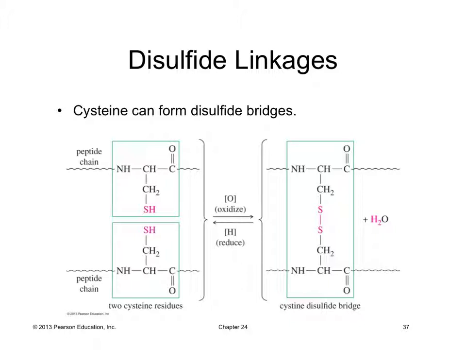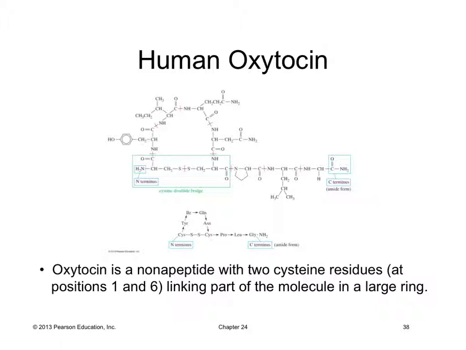Cysteines in the polypeptide chain can also form disulfide bridges. If you have two cysteines, they can be oxidized to form this disulfide bond, or you can reduce that disulfide bond back to the two cysteines. Human oxytocin is a nonapeptide, or 9-mer, which has two cysteines, and it forms an intramolecular disulfide bond, that means within the same polypeptide. It links amino acid 1 to 6, and it forms this ring structure.